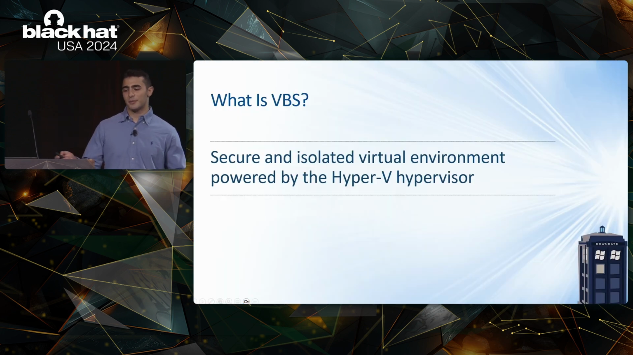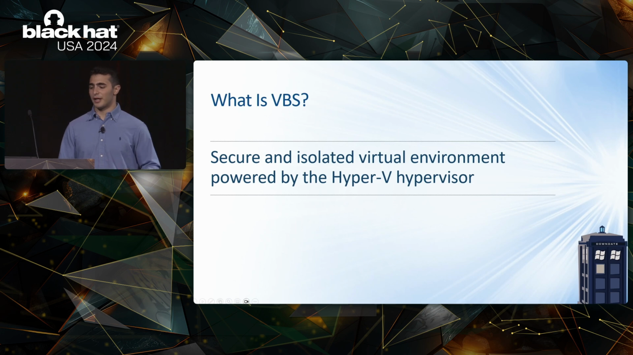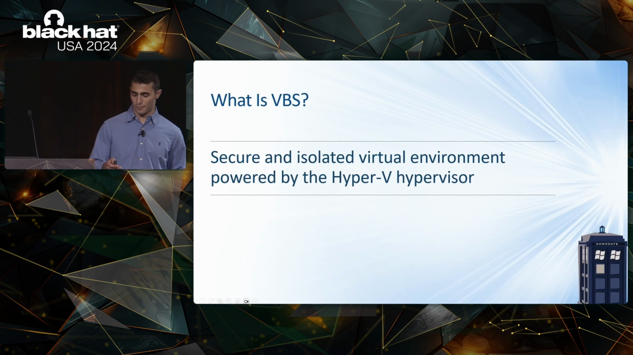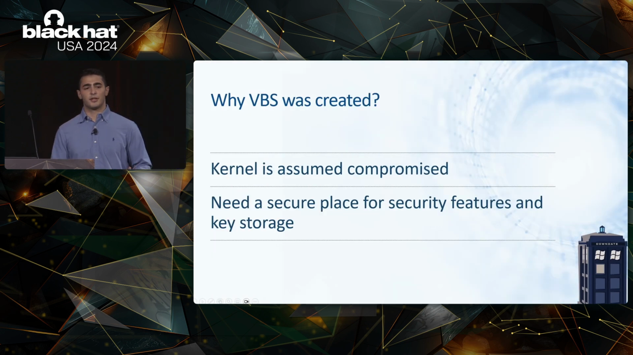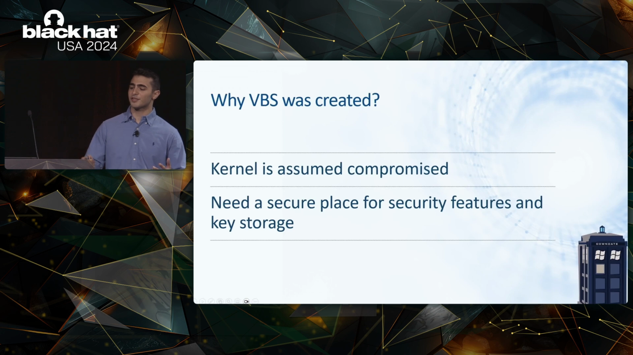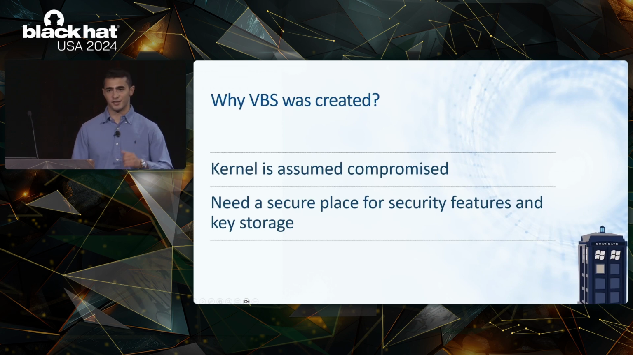So what is VBS, first of all? VBS is a secure and isolated virtual environment powered by the Hyper-V hypervisor for the isolation. And again, the reason that VBS was introduced is because the kernel is assumed compromised and can no longer be trusted. There was a need for a secure place to implement critical security features and store secret keys.